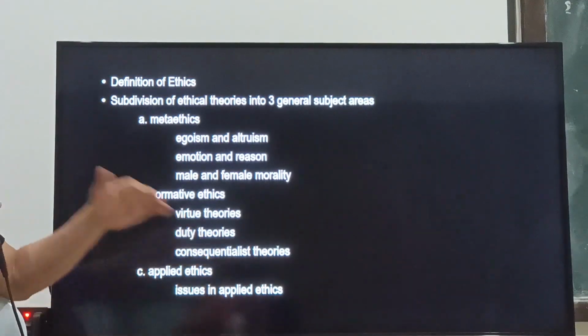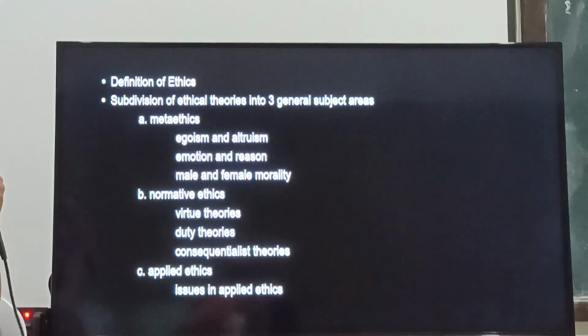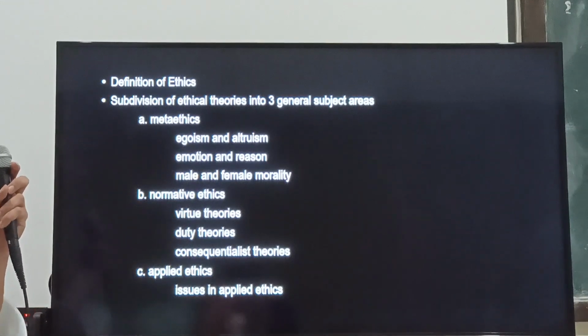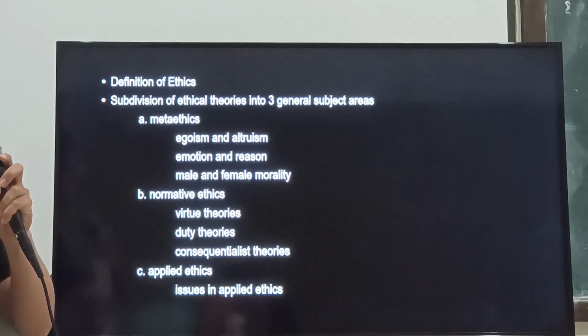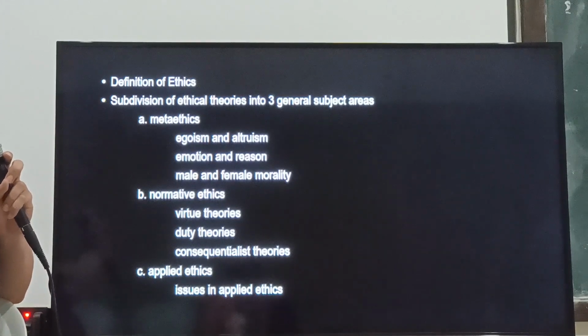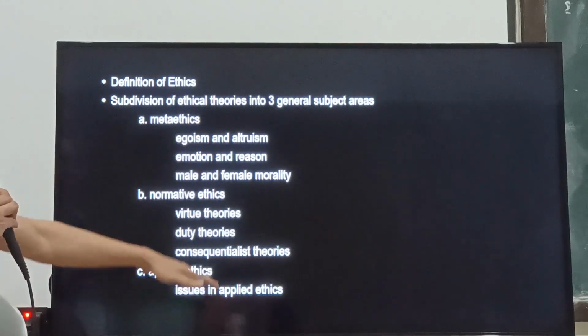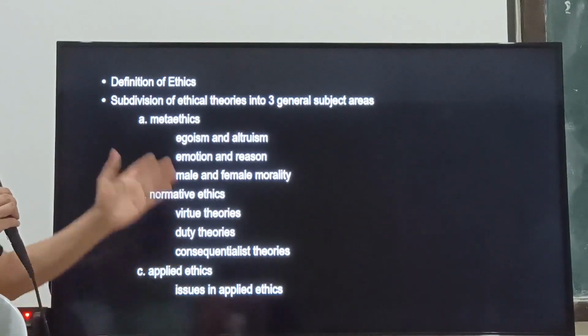So far, we have discussed in this session the definition of ethics and the subdivision of ethical theories into three general subject areas, namely meta-ethics, normative ethics, and applied ethics. Under meta-ethics, we have discussed egoism and altruism, emotion and reason, and male and female morality. Under normative ethics we have discussed virtue theories, duty theories, and consequentialist theories, and under applied ethics we have discussed different issues. Now these topics and subtopics will be elaborated in our future sessions.